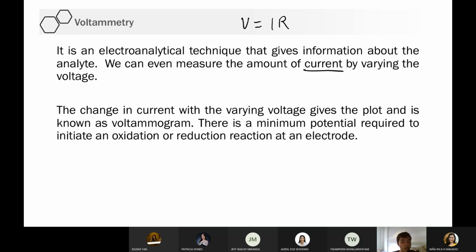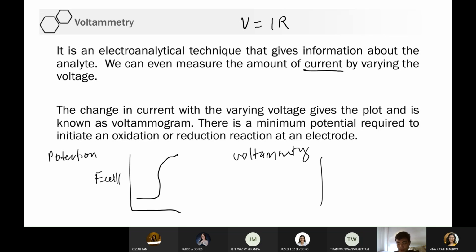And unlike potentiometry, wherein the graph is like this. So, in potentiometry, the graph looks like this. In voltammetry, since we are using current or amperes, the graph looks different. Okay, so one graph actually looks like this. Okay, so it is quite circular. So let me show you an example of the voltammogram.